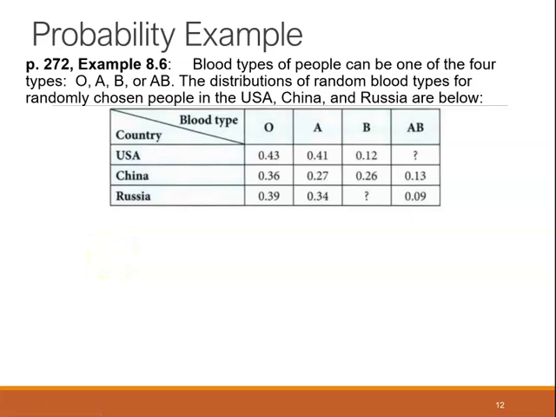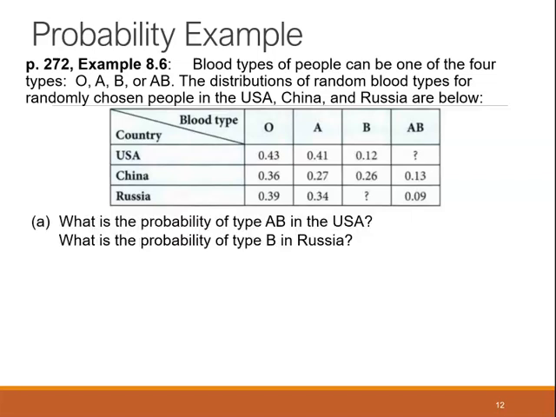All right. So this is a situation where we're looking at blood types in different countries. These are just the blood types of randomly chosen people from these 3 different countries. And we're asked, what is the probability of blood type AB in the US?